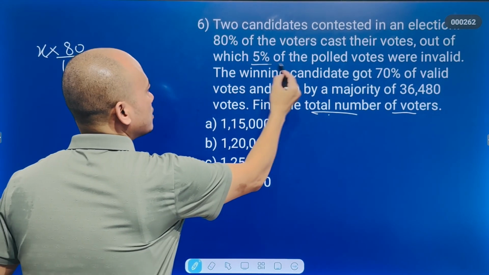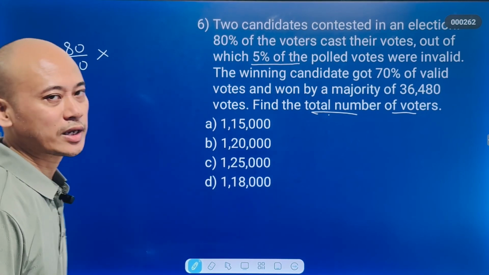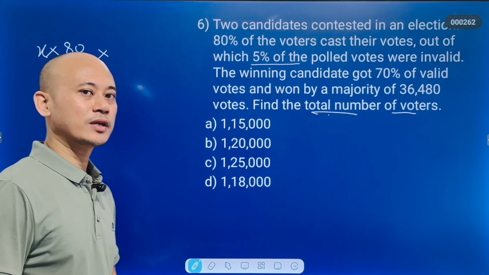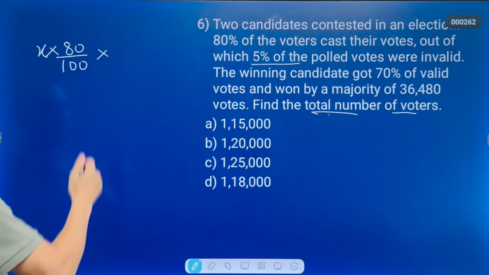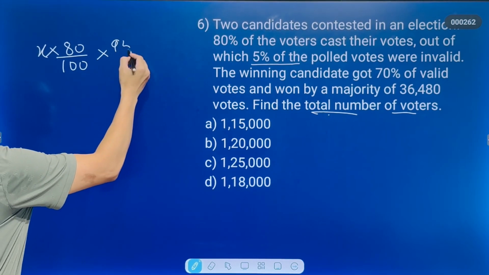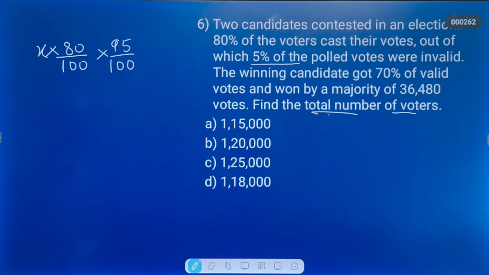5% of the people who voted, their votes were invalid. That means how much percent will be valid? 95% will be valid because 5% is invalid. So, 95% will be valid. 95% means 95 by 100. So, these are the valid votes.